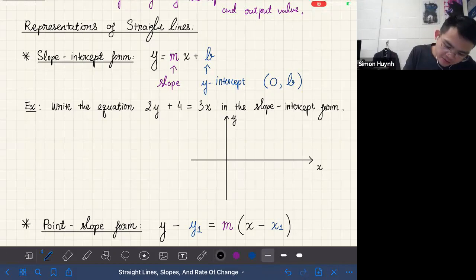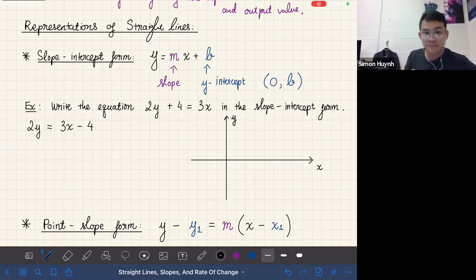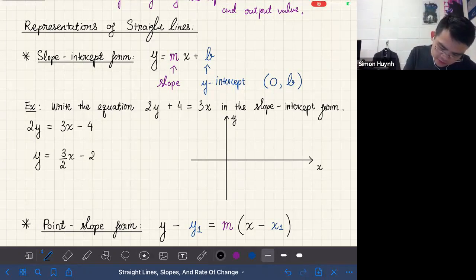So if we do that, we get 2y is equal to 3x minus 4. So I subtracted 4 on both sides of the equation. And to isolate y, something else we have to do is divide both sides of the equation by 2. So if we do that, we get y is equal to 3 over 2 x minus 2. And so this is the slope-intercept form of the original equation that was given to us.